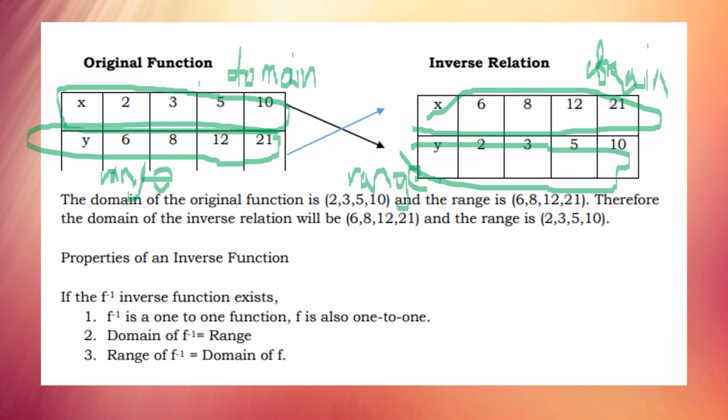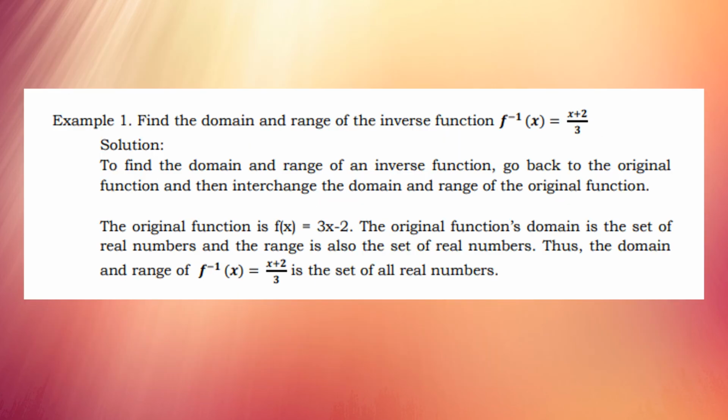Okay? So, the properties of inverse function: the inverse is a one-to-one function, there's only an inverse if it's a one-to-one function. The domain of the inverse is the range and the range of the inverse is the domain of the function. So, yun lang po ang tatandaan ninyo. So, find the domain and range of the inverse function of x plus 2 over 3. So, to find the domain and range of an inverse function, go back to the original function and then interchange the domain and range of the original function.